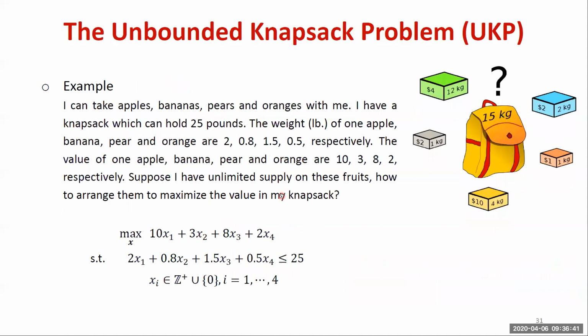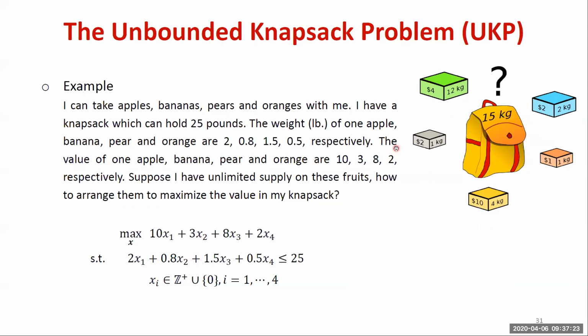Now let's have a look at one example. Suppose the knapsack has a total capacity of 25 pounds, and I consider 4 items: apple, banana, pears, and oranges. Suppose the weight of 1 apple, banana, pear, and orange are, respectively, 2 pounds, that's really a big apple, 0.8 pound for a banana, I don't believe it's so big, 1.5 pounds for a pear and 0.5 pound for an orange. Yes, the orange is normal, I think.